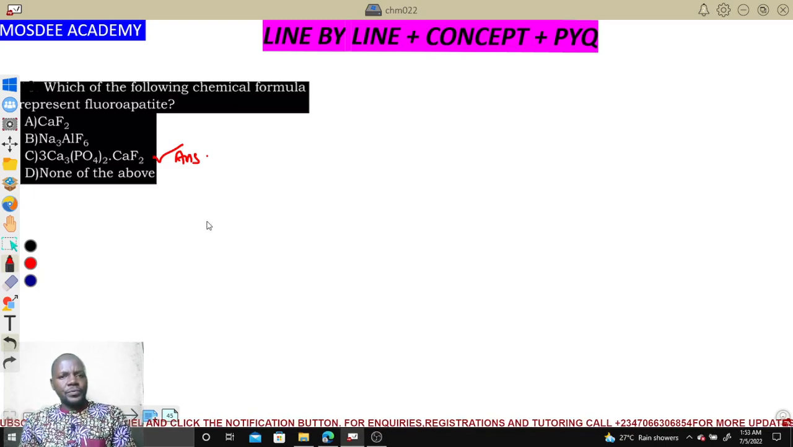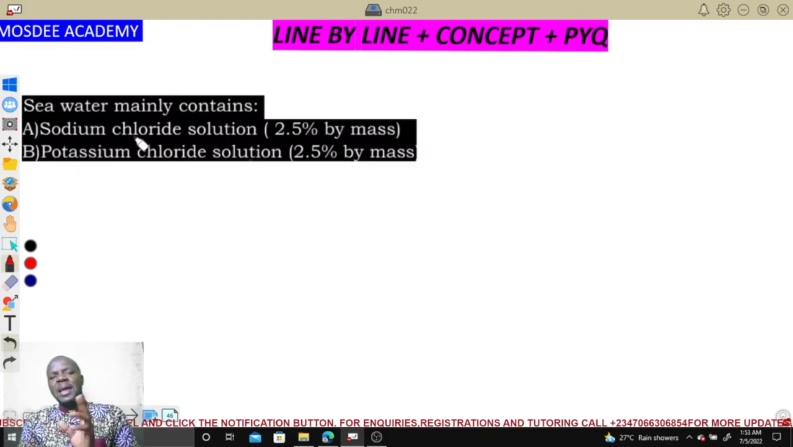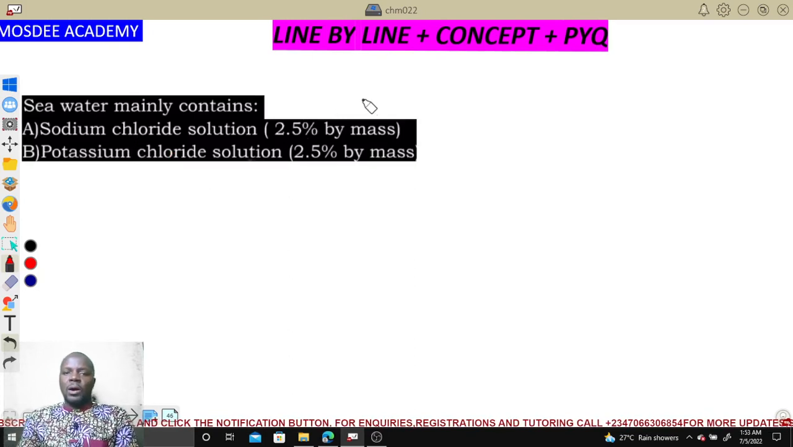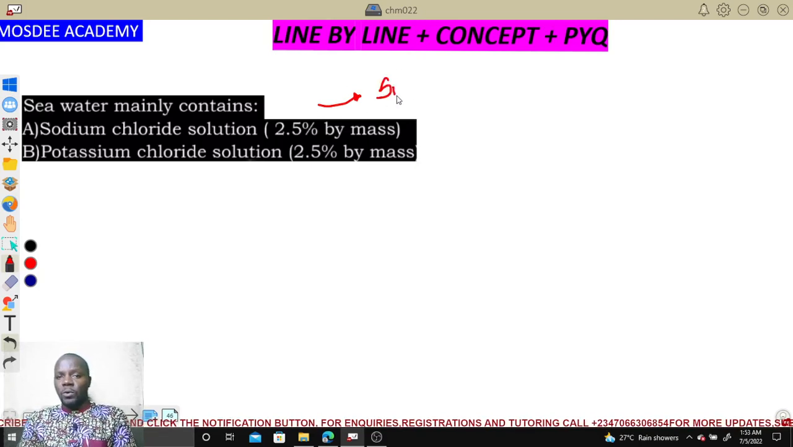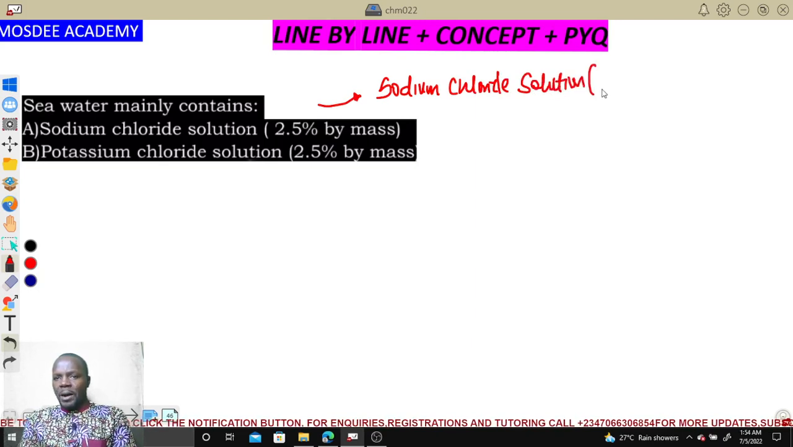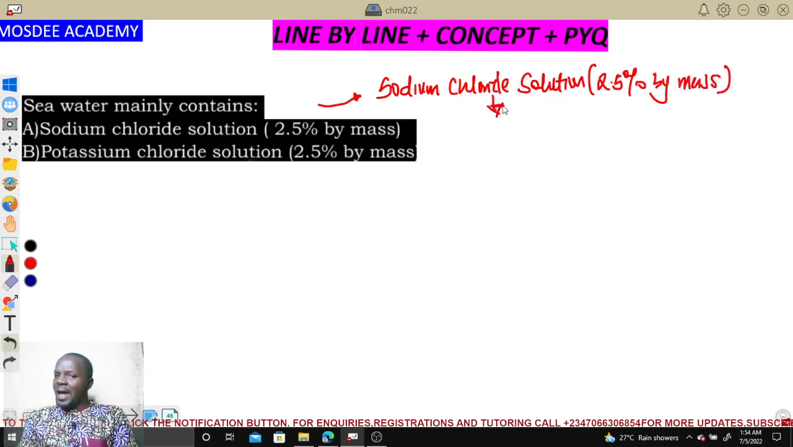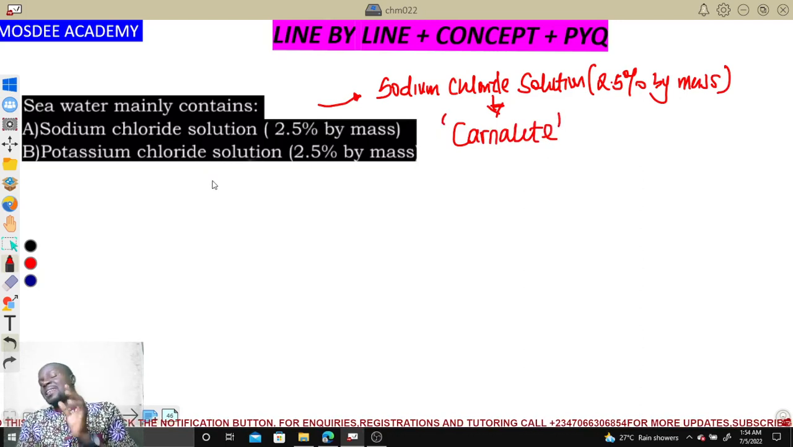The next question is, seawater mainly contains, I think this is only 2 options. Now, we can also keep it in mind that we are talking about halogens and their compounds. So the constituent of seawater contains sodium chloride solution of about 2.5% by mass, and some amount of fluoroapatite, and another particular ore we talk about, we call it carnallite. Please keep it in mind. It's also very important. Carnallite.